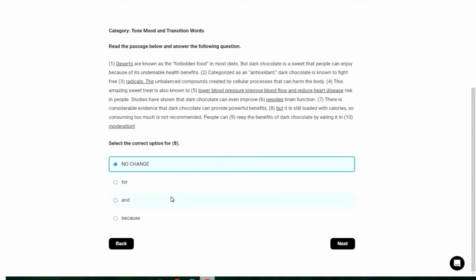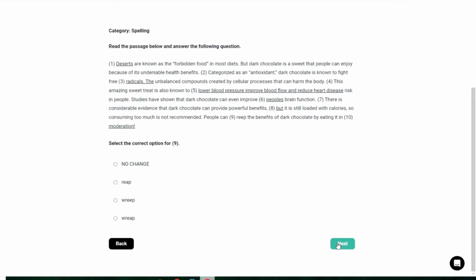No, that doesn't make sense. And it is still loaded with calories, that one wouldn't make sense either because we're not saying that it has powerful benefits and it's loaded with calories. No, we're saying this is bad. It kind of has a takeaway still. It still has lots of calories. It wouldn't be explaining why it has powerful benefits. We're not saying because it's still loaded with calories, so consuming too much is not recommended. That wouldn't make sense. We're saying it has powerful benefits, but it still has calories, so be careful. And so that's why no change would be the best answer for the specific question.